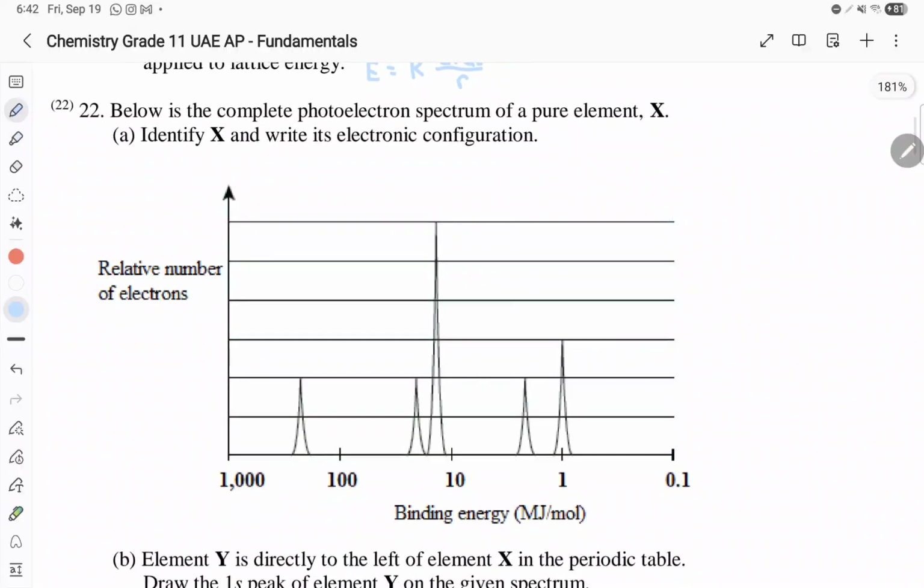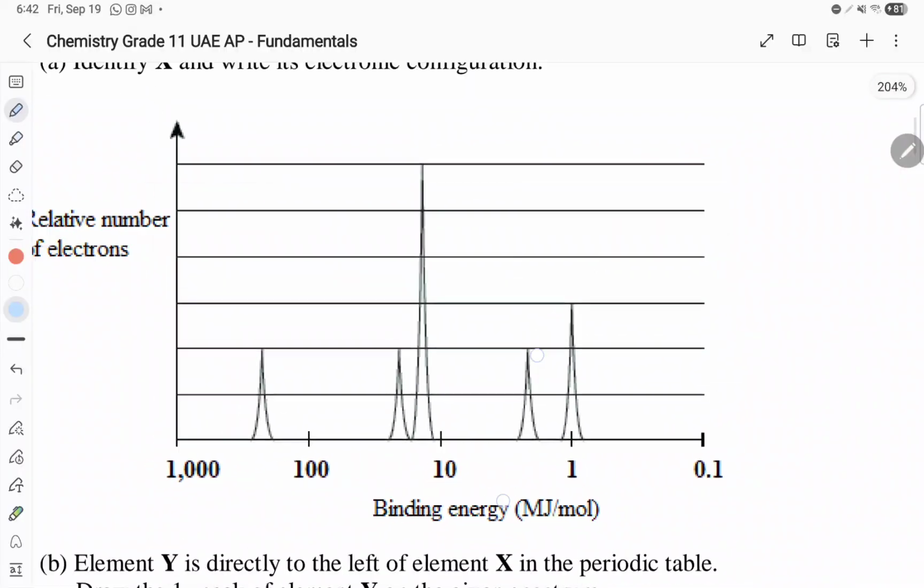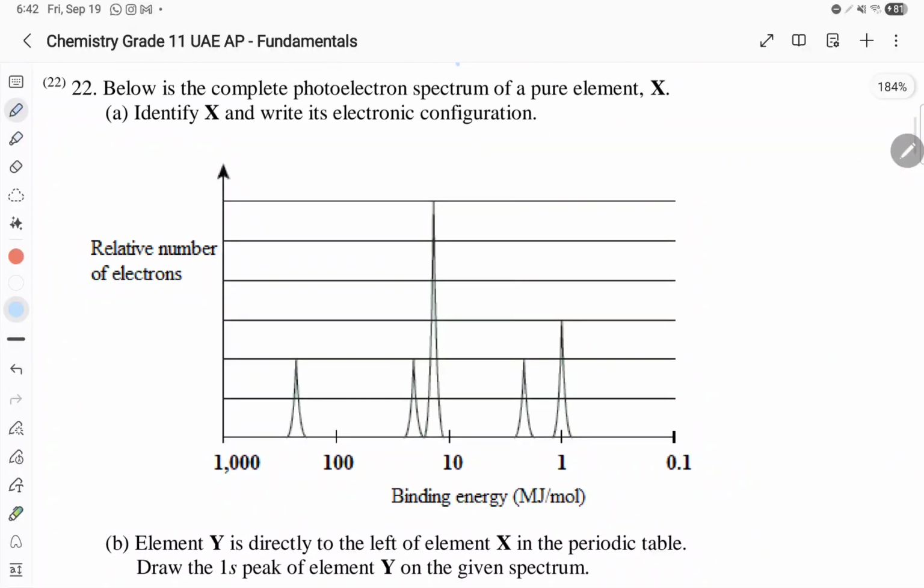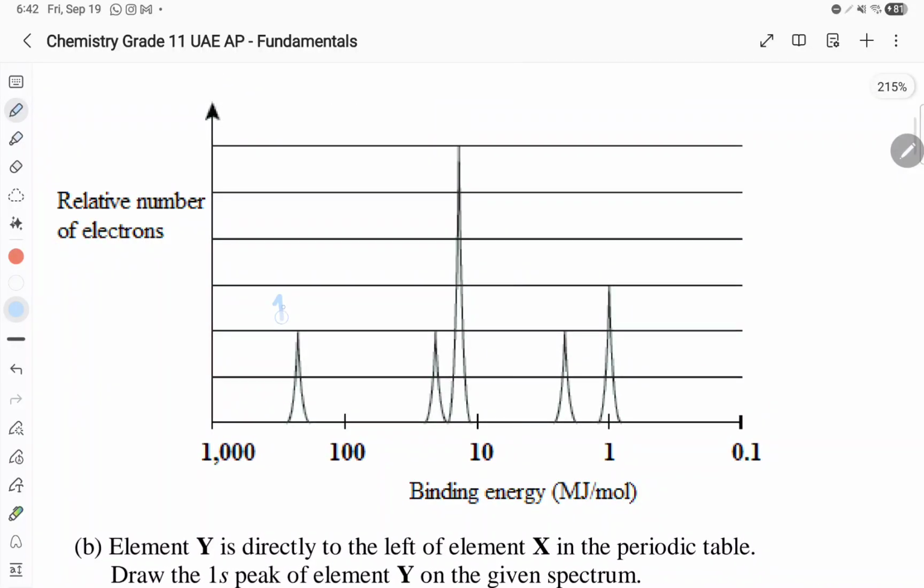Identify X and write its electronic configuration. Now when you're looking at this, it is very simple. This is 1s2, this is 2s2, this is 2p6, this is 3s2, and this is 2p. We need to find out. This is 1, this is 2. Okay, so this is 2p3.